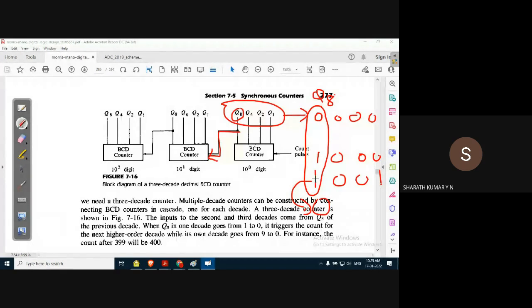When Q8 goes from 1 to 0, that falling edge will trigger the second stage of the counter. That means it acts as a clock pulse to the second stage, and the second stage treats it as its first clock and starts the count.